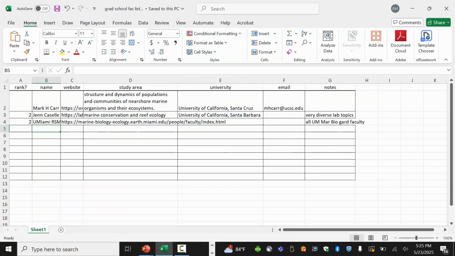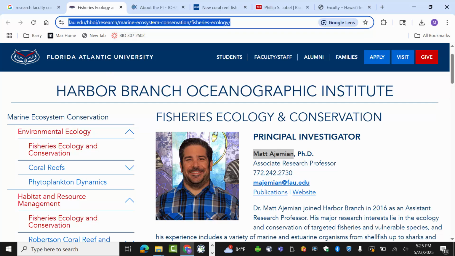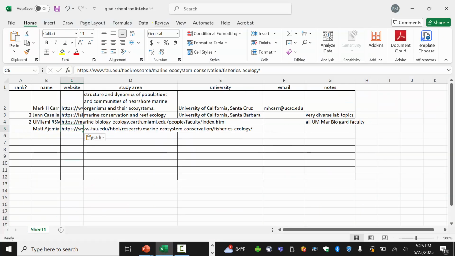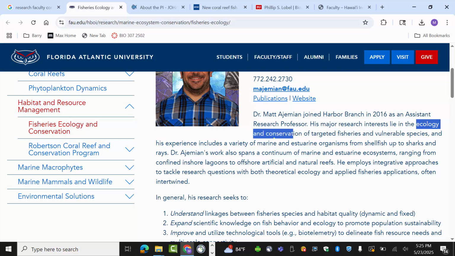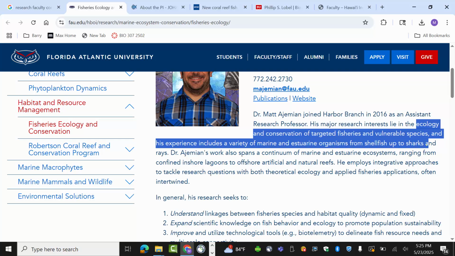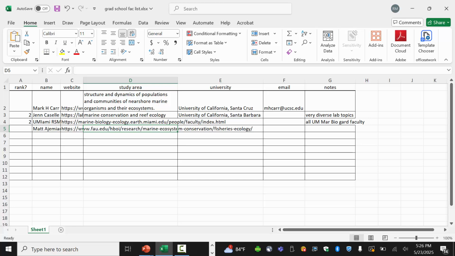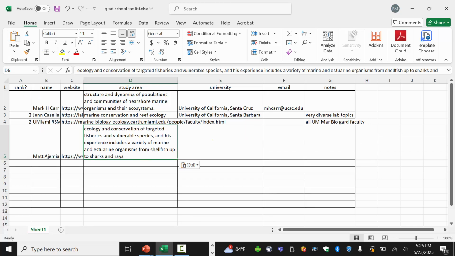Remember, what we're doing is we're making a big, big list. So we're not trying to be arbitrary about taking people out. Study area: ecology and conservation targeted fishes and vulnerable species. Shellfish, the sharks, and rays. Okay, good. That's plenty.